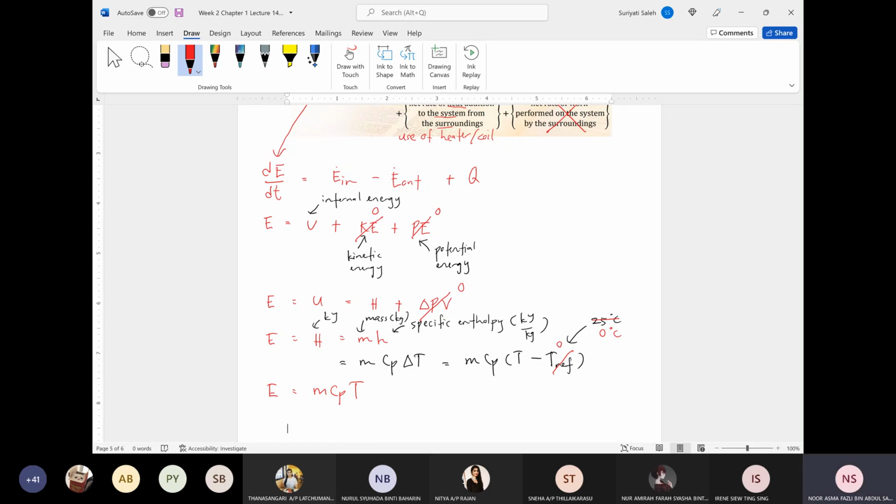So here M Cp T represents the energy, and sometimes we can further expand it to rho V Cp T, where we assume the mass equals density multiplied by volume. So you get E equal to rho V Cp T. Now we have the final form of the energy in the form of 4 variables: density multiplied by volume multiplied by heat capacity multiplied by temperature.